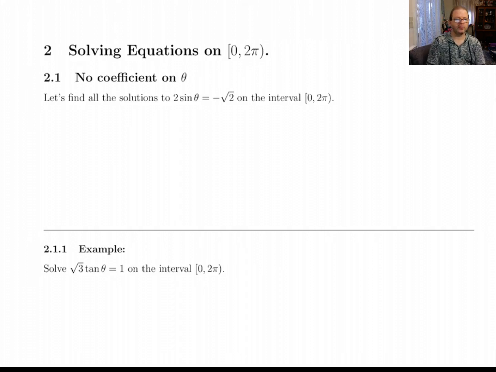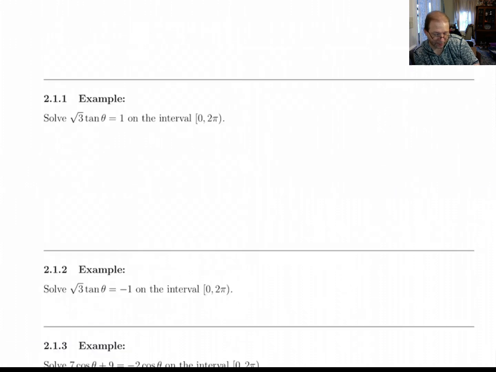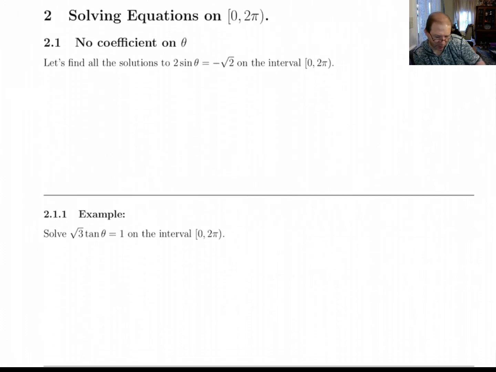All right, let's do some problems where we're just solving the equation and listing the answers that are on the interval from 0 to 2 pi. We're going to split this into two parts. One where there's no coefficient on theta, and then after that we're going to do it where we have a coefficient on theta. Now, these first few examples are really very similar to what we did in the previous video, so I'm going to go through them a little quickly.